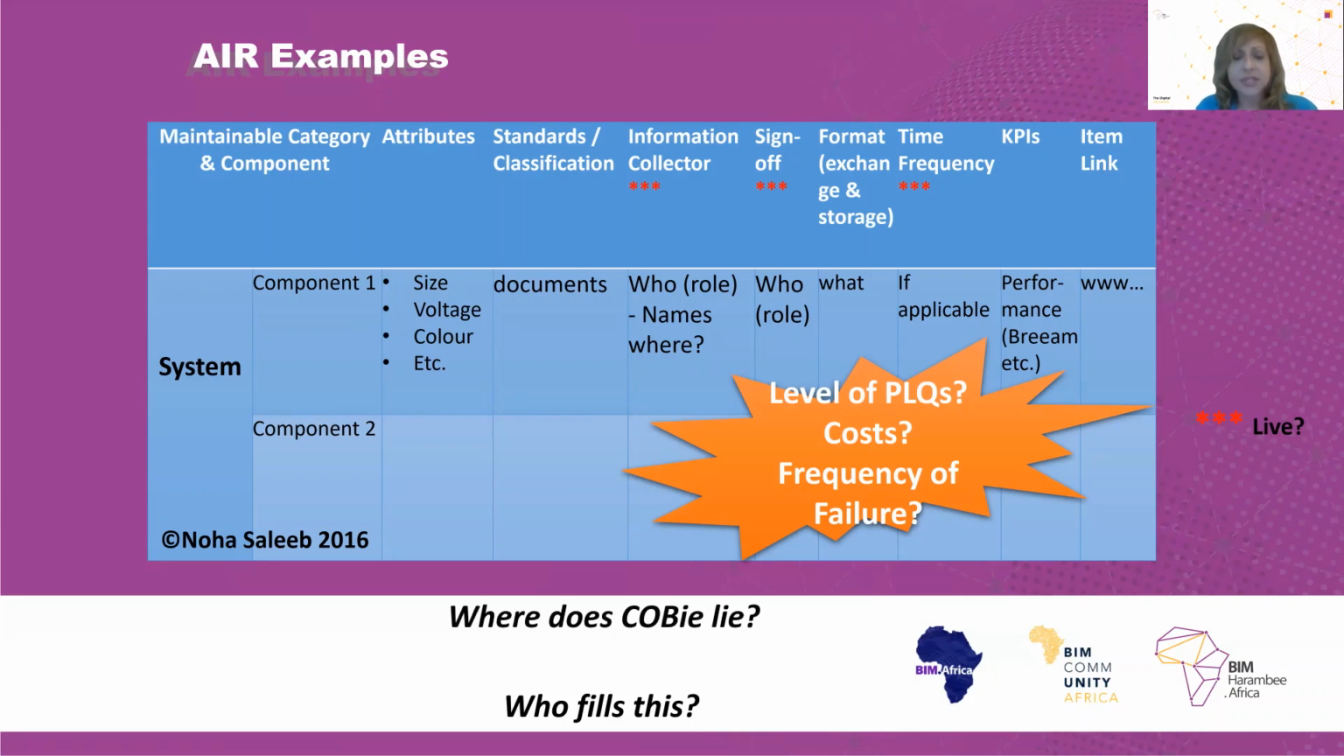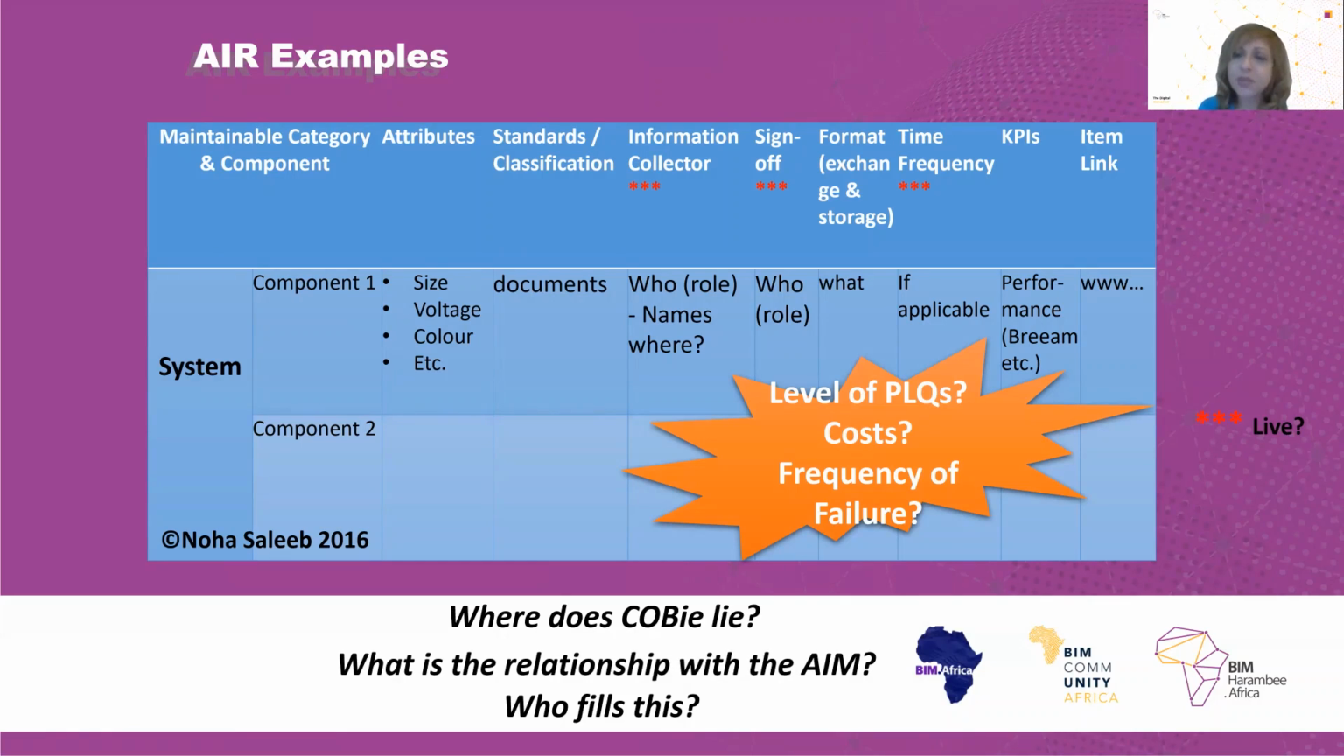Okay, now we all have heard of COBie. Now, where does COBie lie in all of this? In my opinion, COBie is the answer to this. So this is the question. This is where we are asking for the information that we want in the asset, but the COBie actually gives us the reply or the actual information that we have implemented within the project.